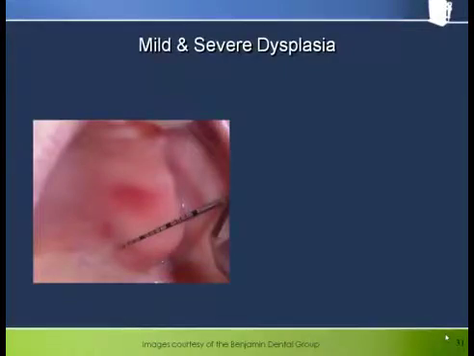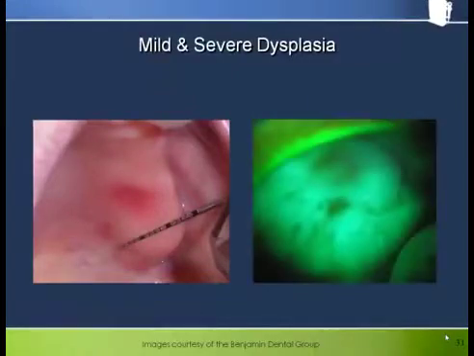This is an example of a patient who presented at a private practice with an erythematous patch beneath a denture. When examined through the VELscope, a second, smaller patch became quite evident as well. Because of the unusual appearance under the VELscope, the clinician biopsied both areas.